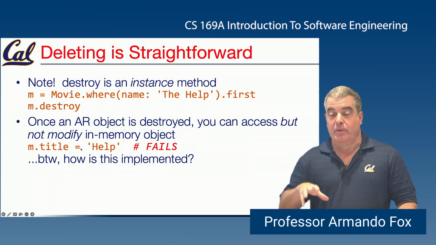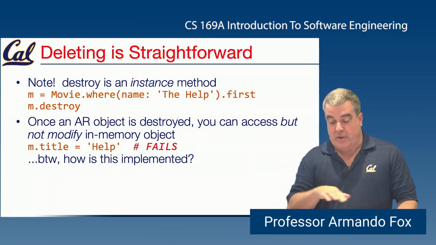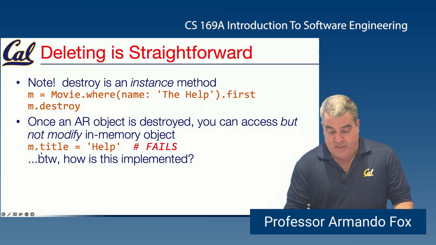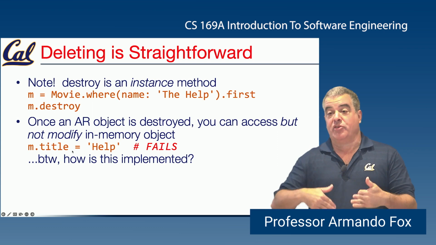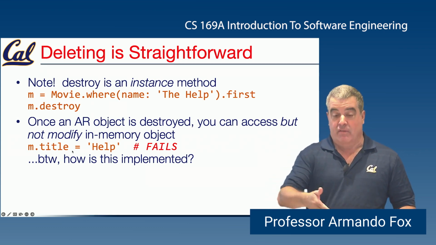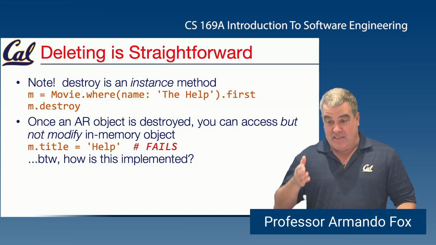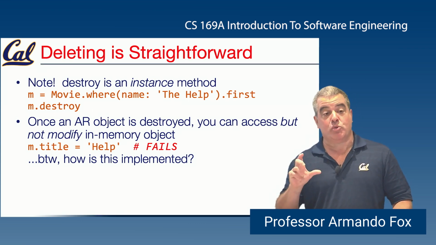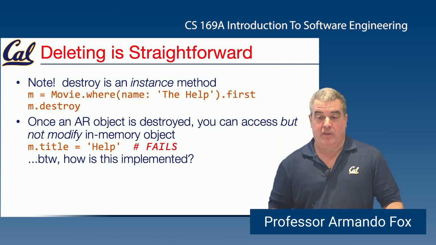In Ruby, all access to instance variables is through getters and setters. So here, title equals is actually a method defined by active record as a way to set the value of the underlying attribute. And that setter method can look at the value of the flag that says, oh, you can't modify this, this object was already destroyed. And at that point, it can raise an exception.